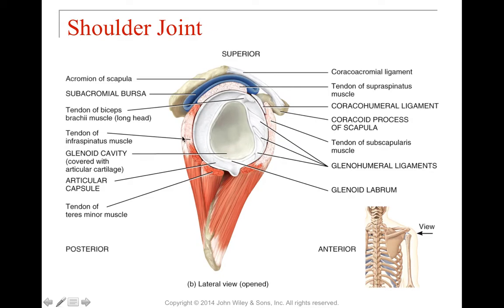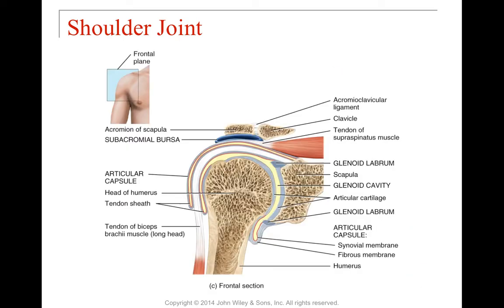Here we have the tendon of the infraspinatus muscle. And this whole thing is going to be the articular capsule that covers the whole outside. Here's another tendon, of the teres minor muscle. So we have a lot of tendons and a lot of ligaments all coming together in this ball and socket shoulder joint. All right, so if we take a frontal plane, we're basically doing a cross section and opening it up, looking directly through the frontal section.